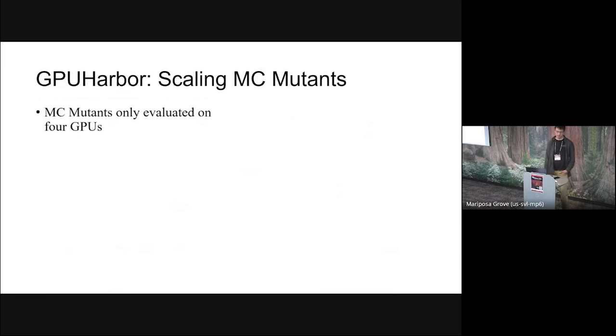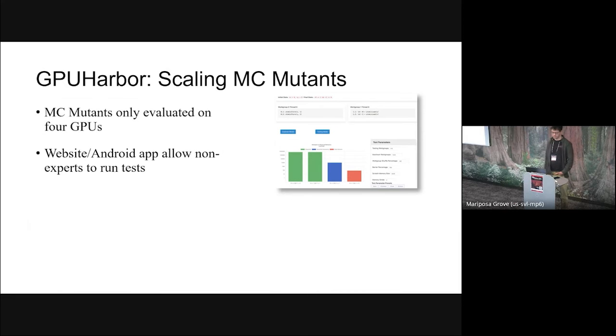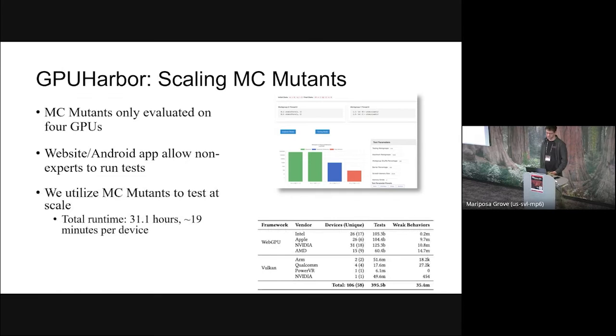So yeah, on MC mutants, we only evaluated on 4 different GPUs. So we had this follow-up paper, GPU Harbor, where we scaled the approach of MC mutants. We started with the insight that our website, and we also built an Android app, allows non-experts to run the tests. So we farmed out our website to friends and family and made them run it on all the GPUs that they had access to. And we actually ended up collecting data from exactly 106 different GPUs.